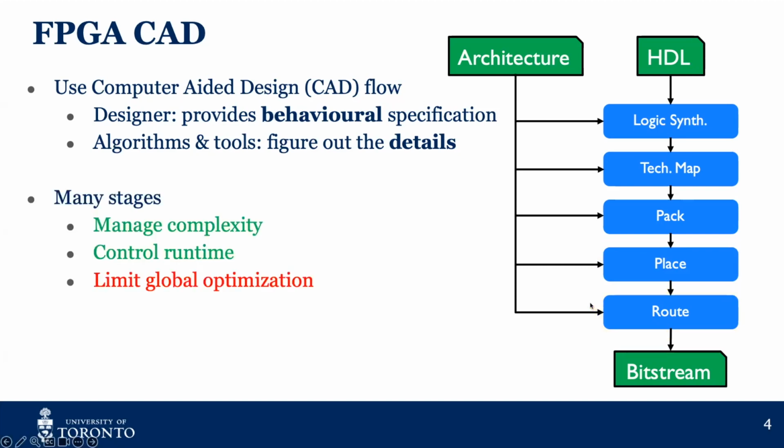Splitting the flow like this into steps helps in managing the complexity and controlling the runtime, but it also limits the opportunity for global optimizations. So there is a trade-off between allowing more collaboration between the different stages and controlling the runtime. In this talk, we will focus on different optimizations we proposed for the packing and placement stages, or the way to operate the packing and placement stages.